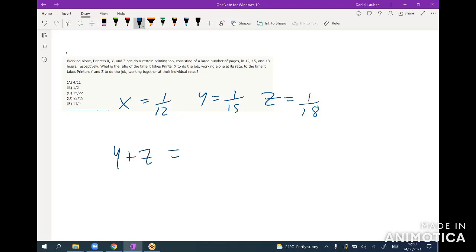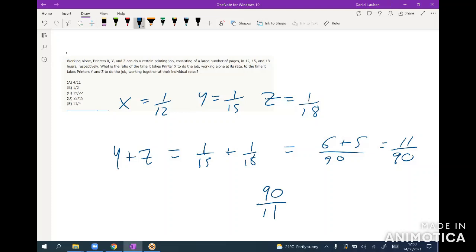That is 1 over 15 plus 1 over 18, which lowest common multiple looks like 90 to me. So we've got 6 over 90 plus 5 over 90, which is 11 over 90. And so how long does that take them? Well, that takes them 90 over 11 in hours, and X takes 12 hours.